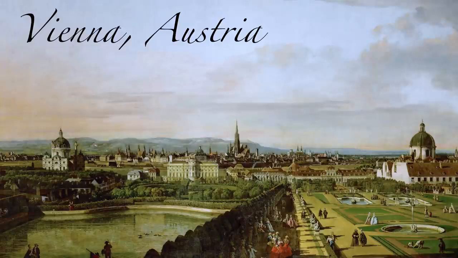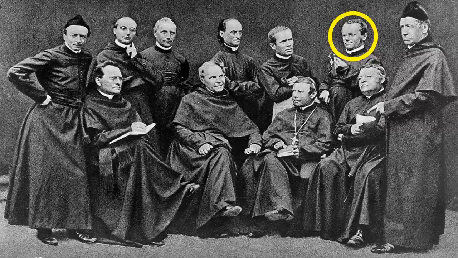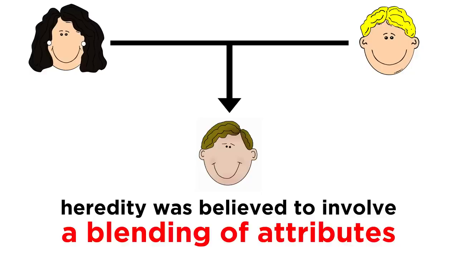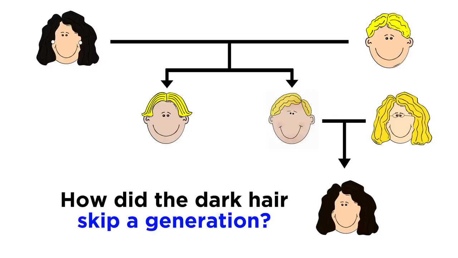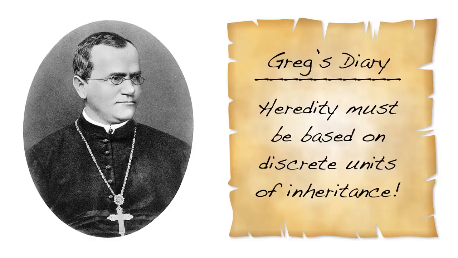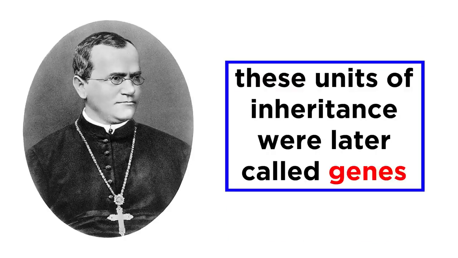After some time there, he left to study science in Vienna and then returned to the monastery, eager to begin his research. In Mendel's time, it was thought that heredity had to do with a blending of attributes, like the way two colors mix to give an intermediate color. But this did not account for the way that traits can skip a generation. Thus, it seemed to Mendel that heredity must be based on discrete units that can be inherited, which came to be referred to as genes.